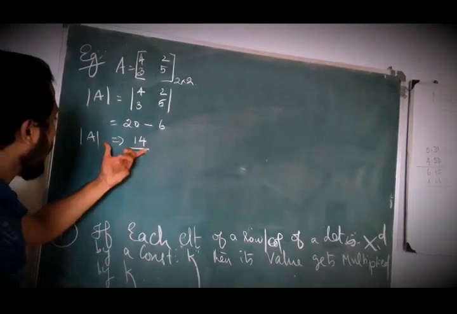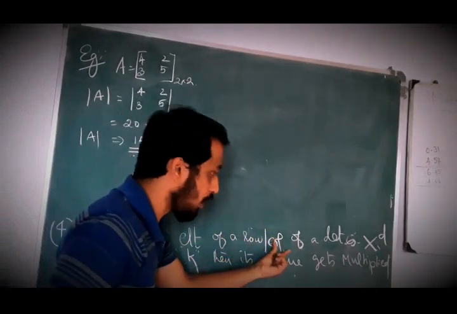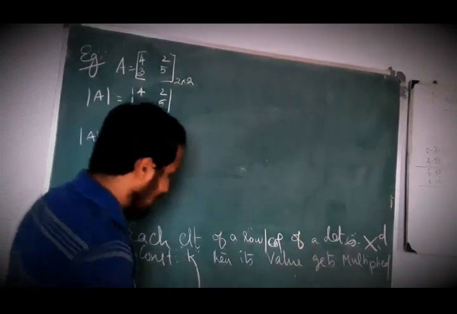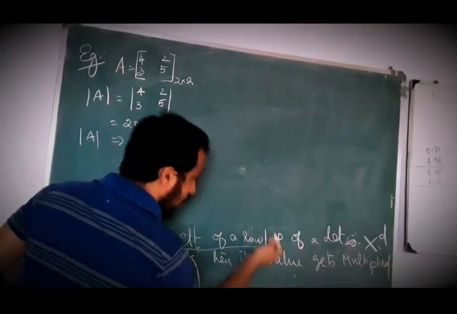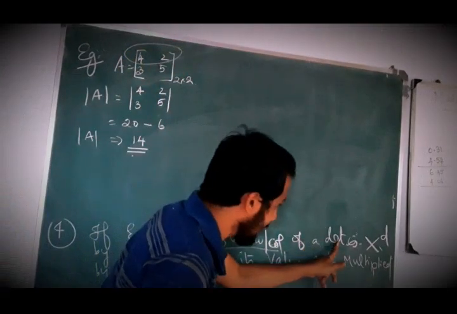Now what they are telling: if each element of a row or column of a determinant, so I am going to select the first row of the determinant, is multiplied by a constant k.